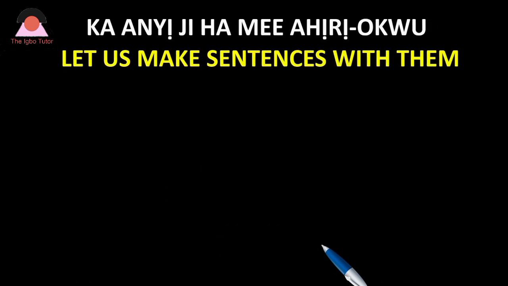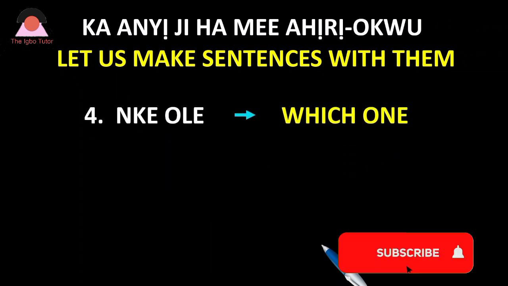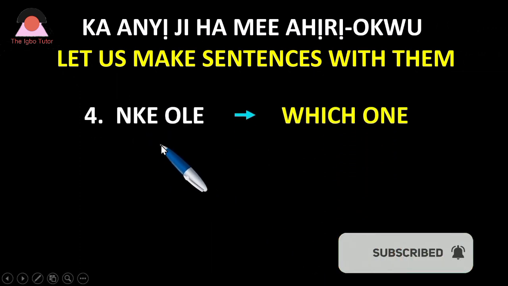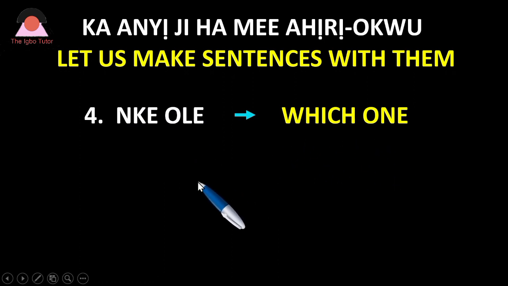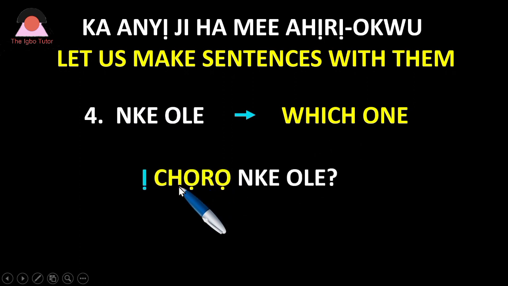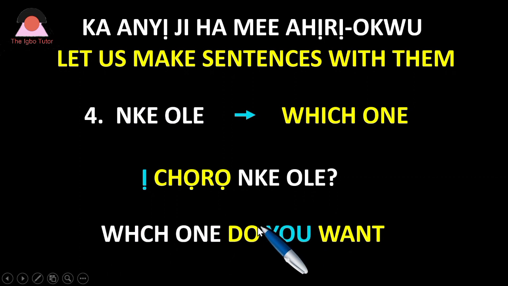Let's go to number 4 now and see what we have there. What we have is nke ole, used for question. That means which one? Option. Okay, let's go to a simple sentence. I choro nke ole? Question now. This means which one do you want?